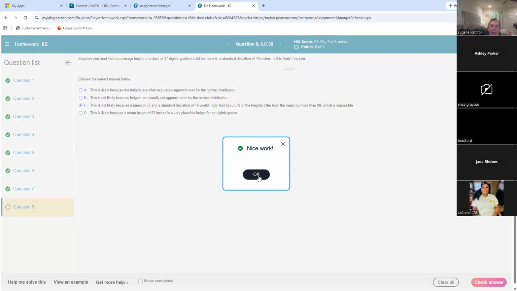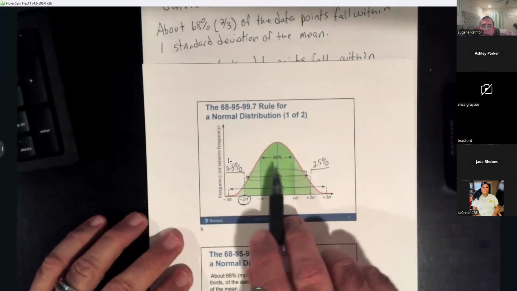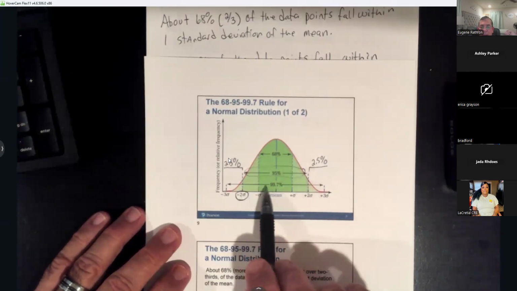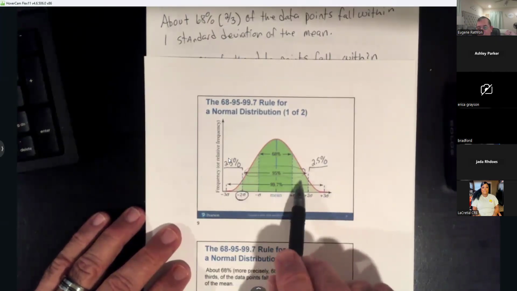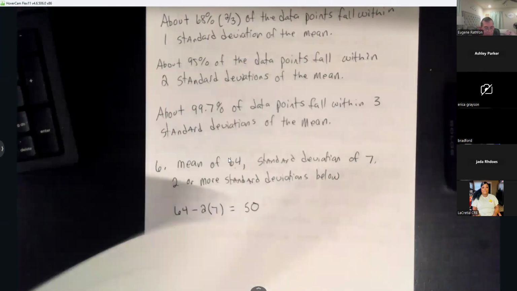And then check your answer. So y'all, that's basically what you're doing on that homework right there, okay? You're sort of going by the bell curve and using the percentages for one standard deviation, two standard deviations, three standard deviations.